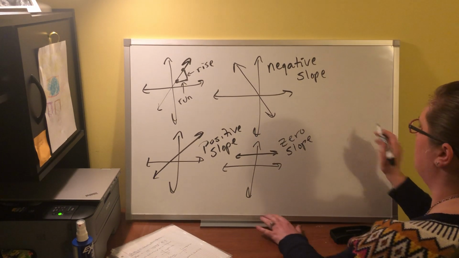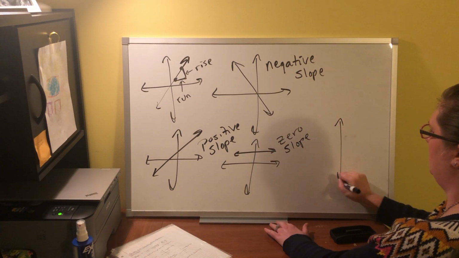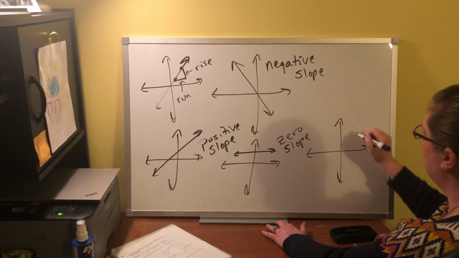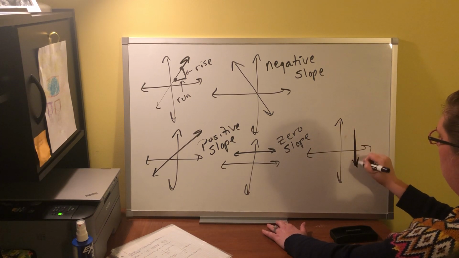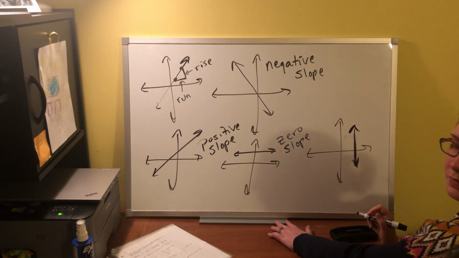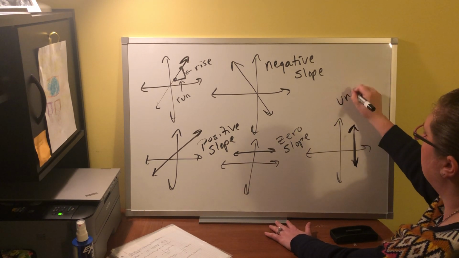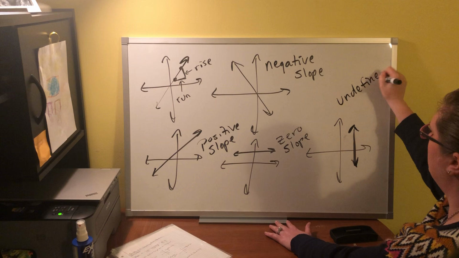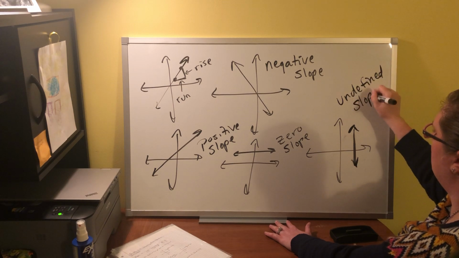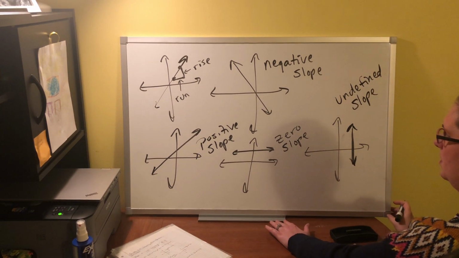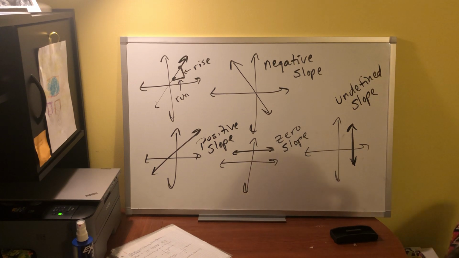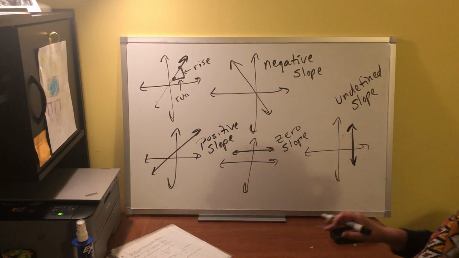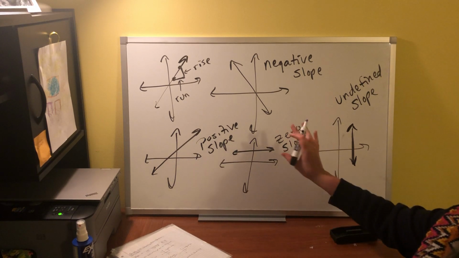And the last type of slope that we have would be a vertical graph. And when it's vertical, we do not have a slope. So this is called undefined. So we've talked about undefined values before, so we can have an undefined slope, okay, and this would be a vertical line, okay? This will come up again in your test, so make sure you do pay close attention to this.